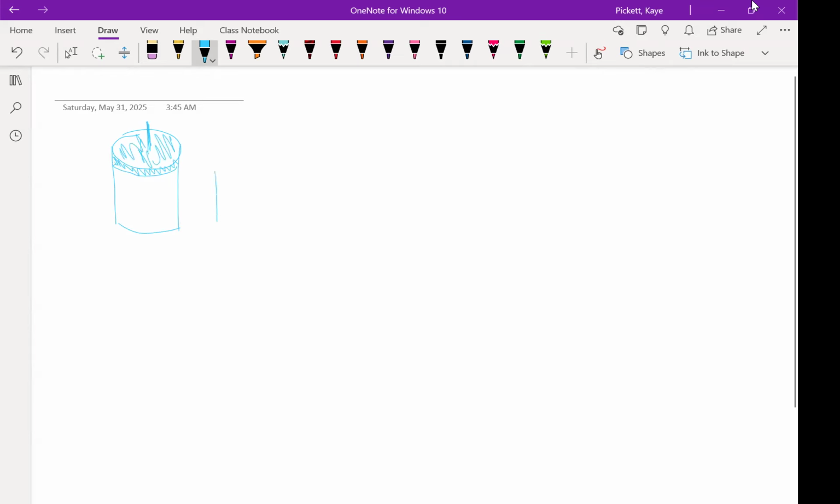I will push this piston down. So I'm going to push my piston down, and I have now compressed my gas. I have done work because I exerted a force. My force went down and it changed.